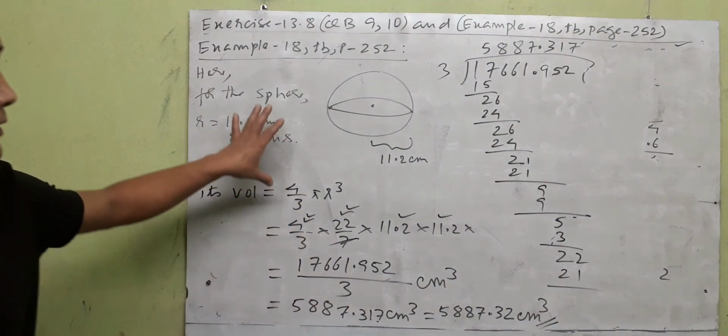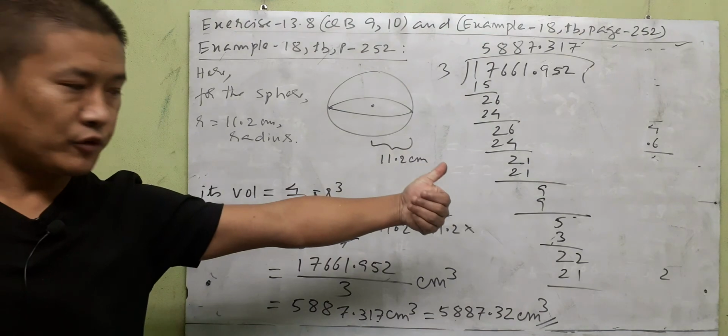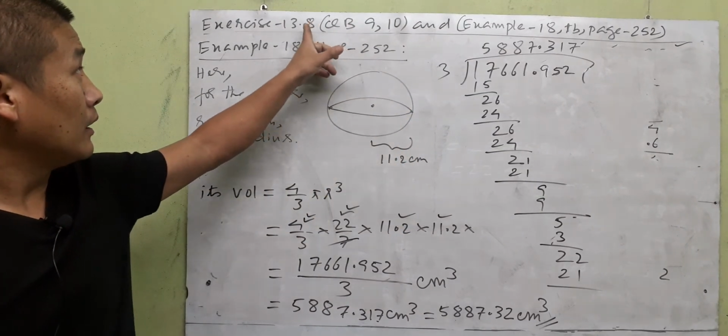5887.32. So that concludes this part. We'll continue in the next class, one more class to complete this exercise 13.8.